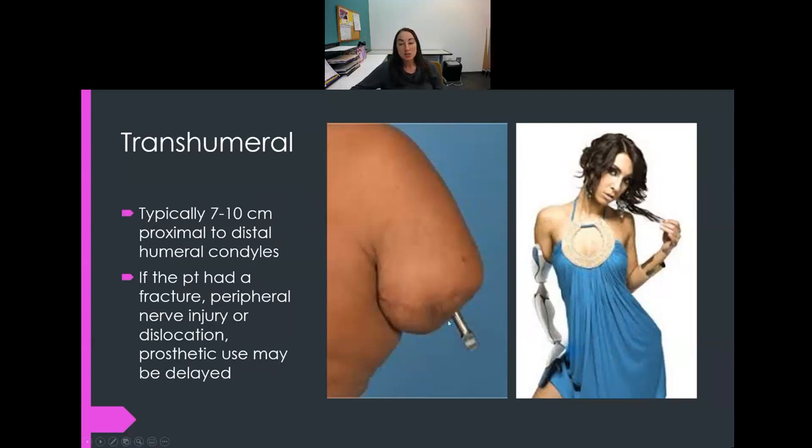Transhumeral. Typically they leave at least 7 to 10 centimeters proximal to the distal humeral condyle, so at least 7 to 10 centimeters above the elbow. If they had a fracture, peripheral nerve injury, or a dislocation, they will have to wait until all that heals and is resolved before they can start using a prosthesis. So that could delay their use of a prosthesis. With transhumeral amputations, there is some functional use of a prosthesis.